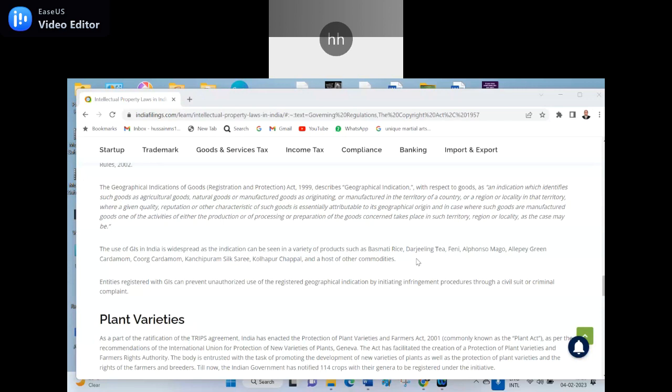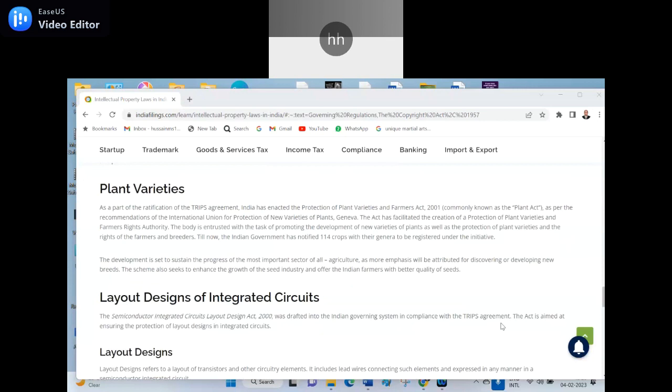With that, it will be registered under this Act, the Geographical Indication Act. When you come to plant varieties, as far as plant varieties are concerned, again they will be notified. The 114 crops are there which are registered under the initiative.